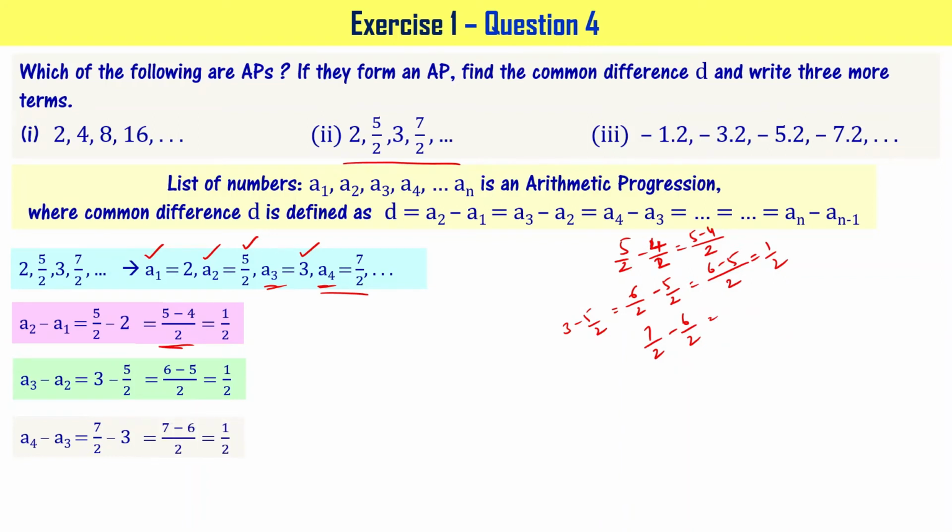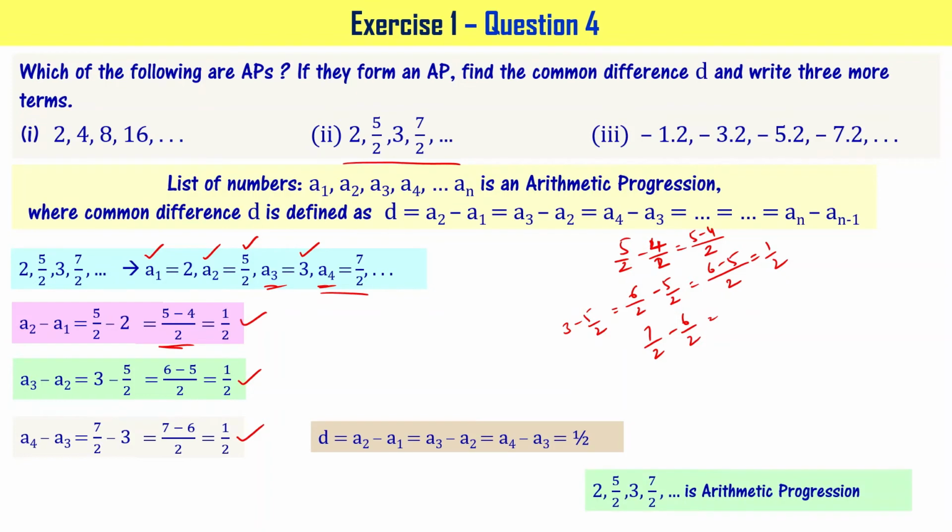Now you see, whatever the terms we have, based on that we have found the difference between successive terms. That comes out to be a constant. It's a fixed number, right? Since a fixed number D comes out as the difference, we say that the given series or given list of numbers is an arithmetic progression. Understood?